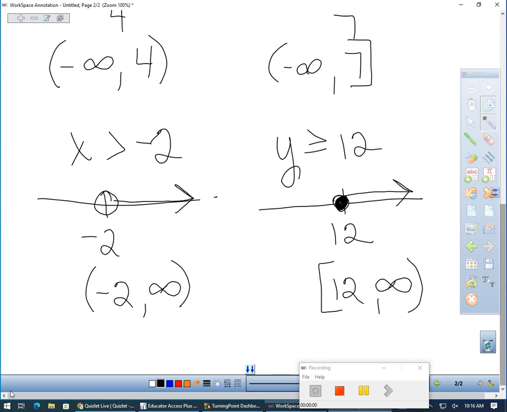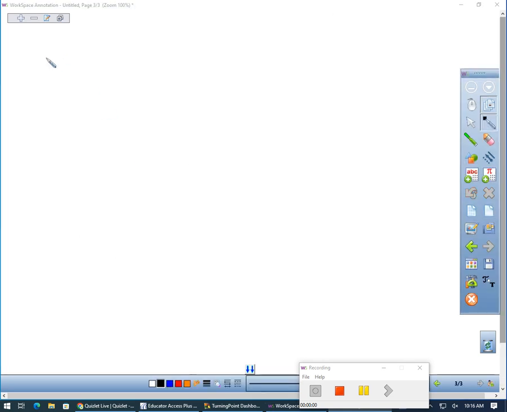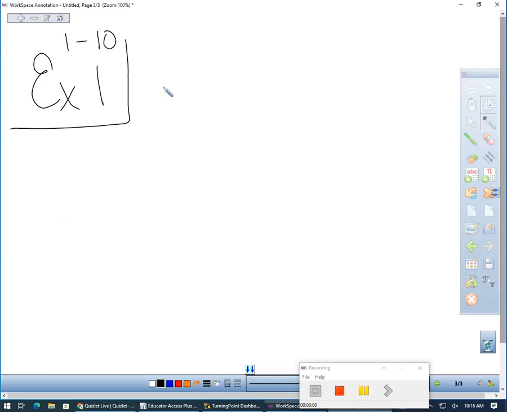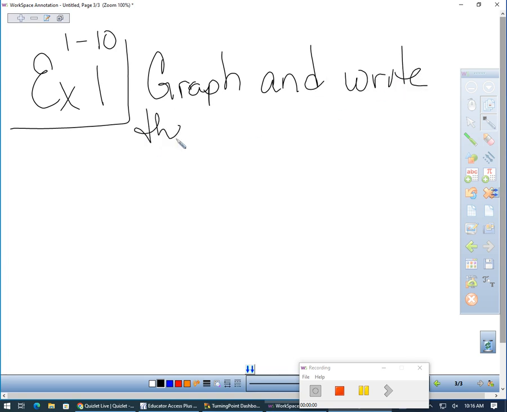All right, are you guys ready to try some examples of what it's going to look like on your worksheet? Here we go, example number 1. And on your worksheet today, this is what you are doing for 1 through 10. The directions are going to ask you to graph and write the interval notation.